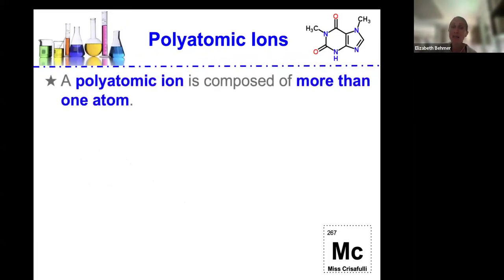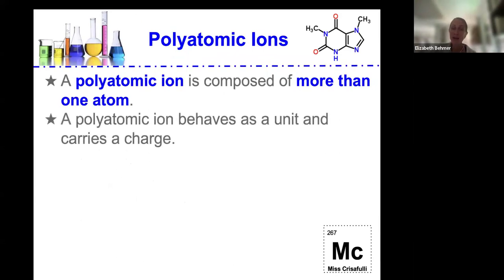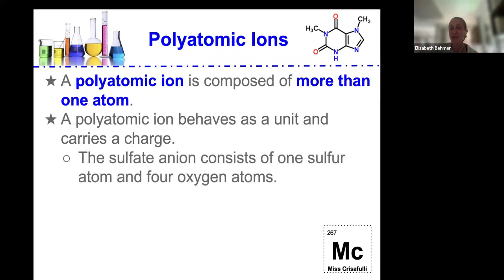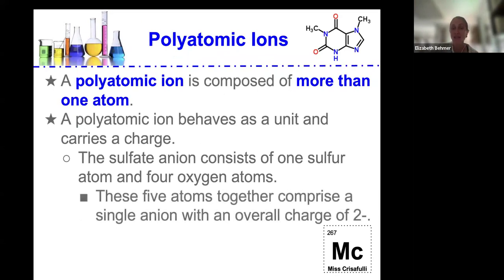Polyatomic ion. A polyatomic ion is composed of more than one atom, and a polyatomic ion will behave as a unit and will carry a charge. The sulfate anion, for example, consists of one sulfur atom and 4 oxygen atoms, and these 5 atoms together comprise a single anion with an overall charge of 2-. So the formula for sulfate is SO4 2-.